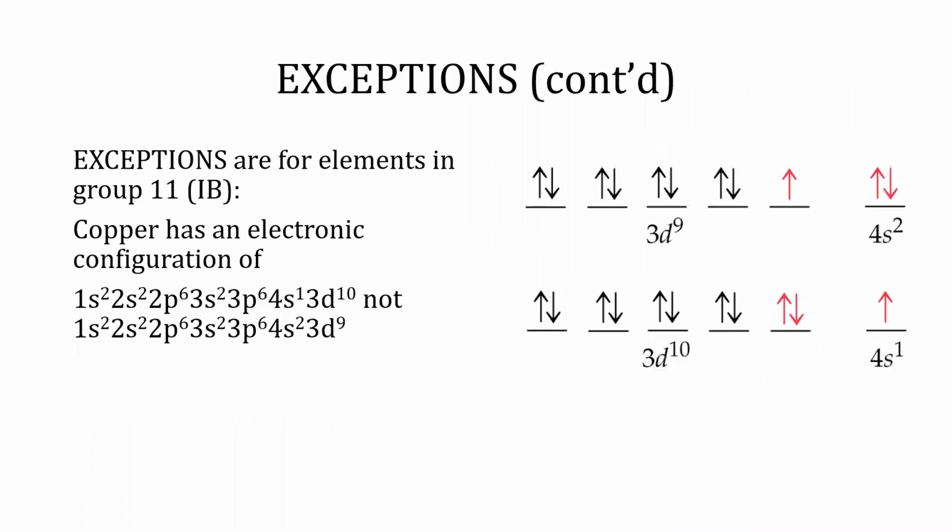Another example is for elements located in group 11 or 1b, where 1 electron from the s orbital moves down to a d orbital. Copper has an electron configuration of 1s2, 2s2, 2p6, 3s2, 3p6, 4s1, 3d10, not 1s2, 2s2, 2p6, 3s2, 3p6, 4s2, 3d9, for stability purposes where each 3d orbital has 2 electrons per orbital, resulting in all of the subshells in energy level 3 filled to capacity.